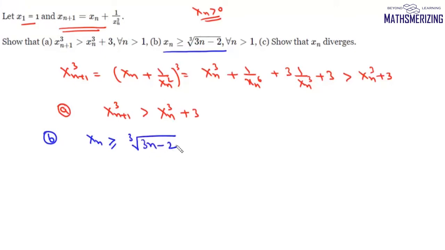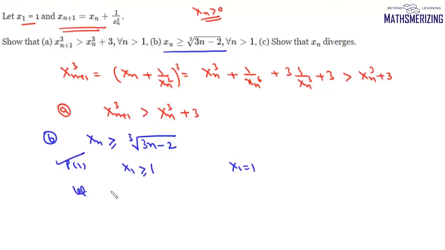Now we'll prove this result using mathematical induction. So we'll prove this result when n is 1. So we can write x1 is greater than or equal to cube root of 3n minus 2. And here the value of n is 1, so it will be greater than or equal to 1. And the question says x1 equals 1. That means p1 is true.